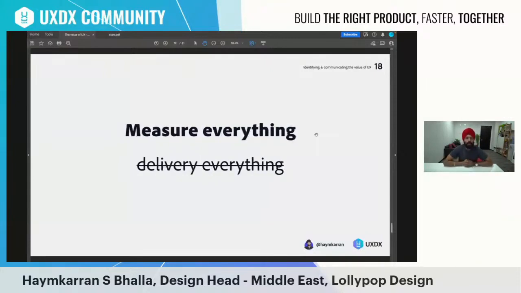Finally, you're not just supposed to deliver everything as a designer. Unless and until you measure every single outcome thoroughly with the help of either KPIs or any other metrics that you define, could be your SAS metrics, could be your CSAT metrics, or could be your effort scores. Anything that you define should ensure that you're able to measure every single outcome of your thought process, right? Of your design decision making. Do not just focus on delivering everything.